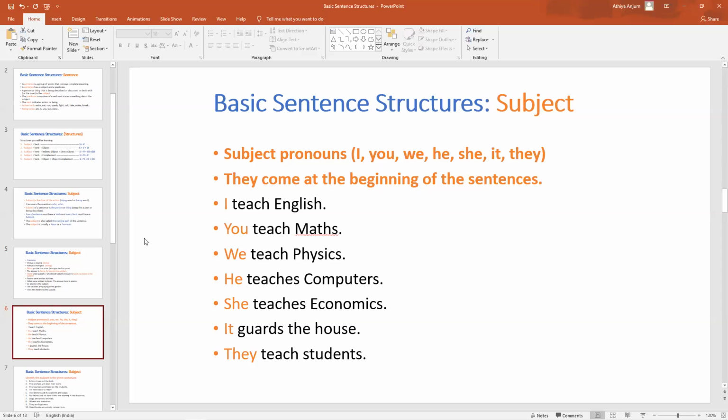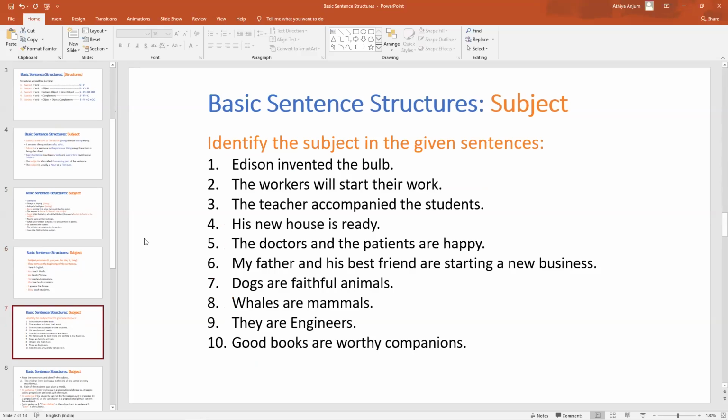So this is how you will be using the pronouns, the subject pronouns, and they come at the beginning of the sentence. They form the subject. Do you remember? The subject can be a noun or a pronoun, a naming word, or a pronoun. So here you have the basic sentence structures where you have to identify the subject in the given sentences. Edison invented the bulb.